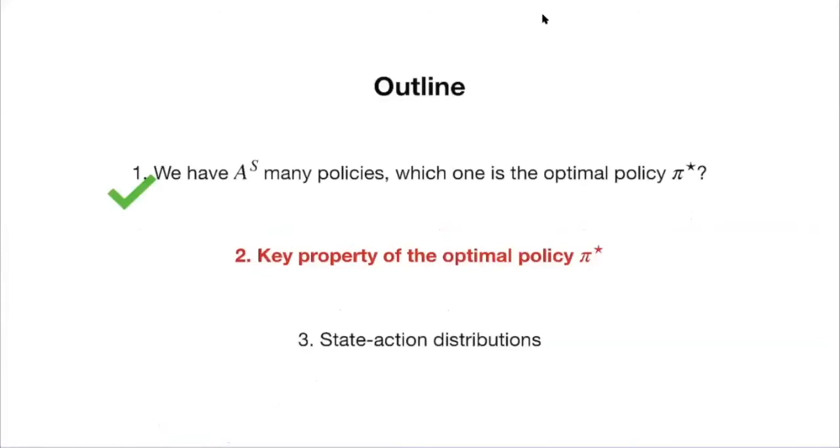All right, so now we're going to talk about a key property of this optimal policy pi star. Okay, so this is called Bellman optimality.